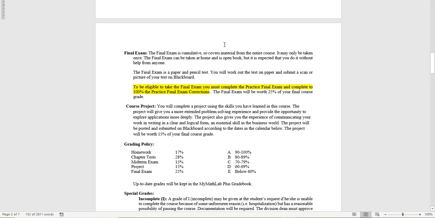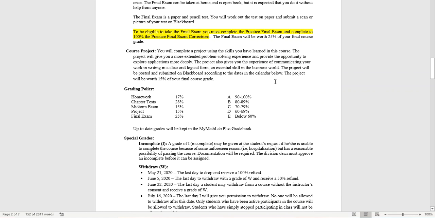The final assignment, Scratch. The last assignment in this course is the course project, Scratch.